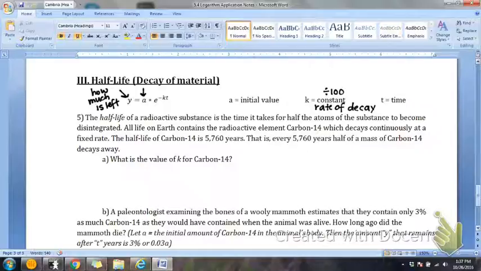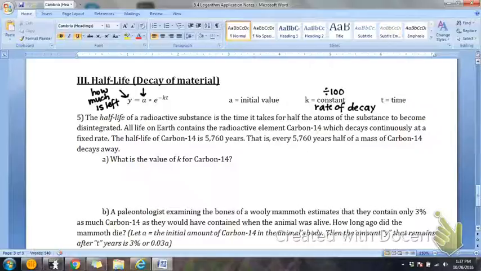All life on Earth contains the radioactive element carbon-14, which decays continuously at a fixed rate. Okay, so carbon-14, that 14 is just the name of an element. It's not 14 years or 14 days, anything like that. The half-life of carbon-14 is 5,760 years. That is, every 5,760 years, half of a mass of carbon-14 decays away. What is the K value for carbon-14?